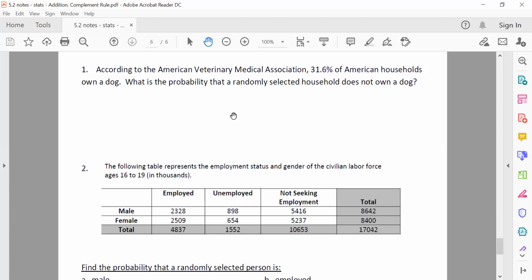So according to the American Veterinary Medical Association, 31.6% of American households own a dog. What is the probability that a randomly selected household does not own a dog? Well, 31.6% translates to the decimal 0.316. So if you randomly select a household, there's a 0.316 chance they'll own a dog. Since we want to know the probability they don't own a dog, do 1 minus that. And that's going to give you 0.684. Let me write that better.